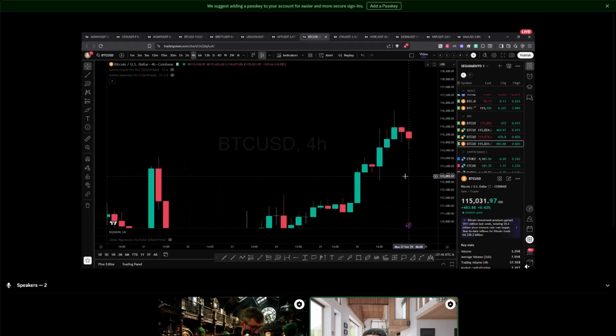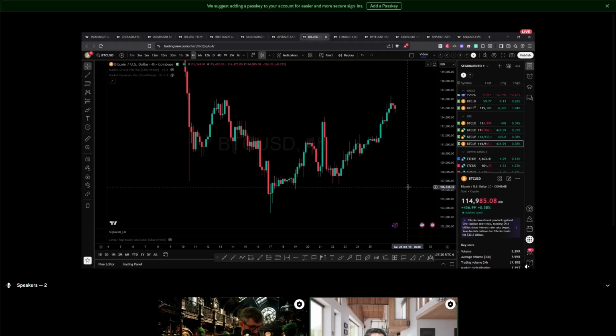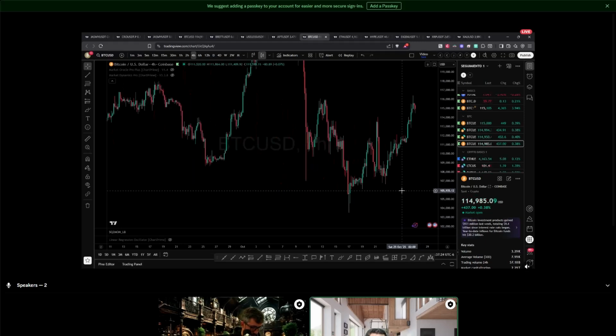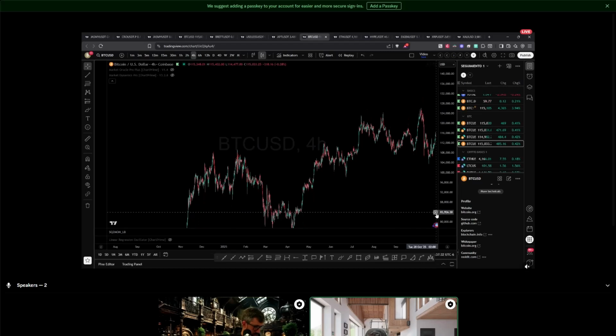And there you have two kinds of base structures: inner structure and outer structure. Let's talk about the most important, outer structure. So once again, you zoom out. You zoom out as much as you can. You don't need to see individual candles, man.